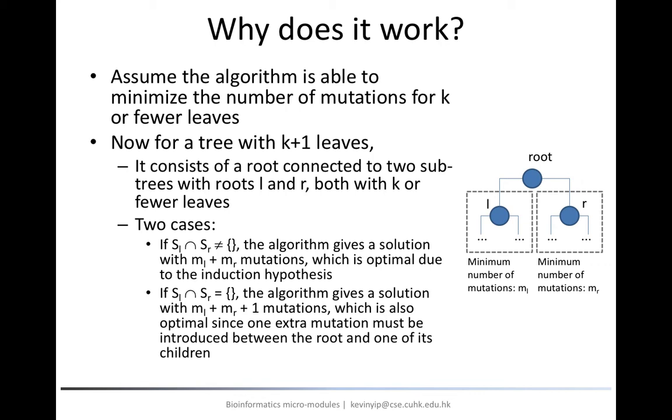If Fitch's algorithm has not missed any optimal solution with a different nucleotide at the root, then this solution is optimal, since one extra mutation has to be introduced between L and R. This is indeed the case, although we will not prove it formally here. Instead of going deeper into the proof, let's discuss an extended version of Fitch's algorithm that can find all optimal solutions.